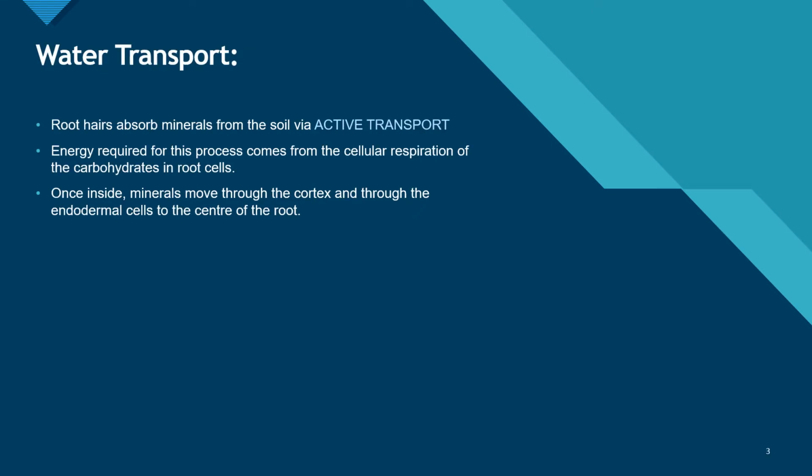So water transport. Root hairs, remember we talked about those, they increase the surface area. They absorb minerals from the soil via active transport. The energy required for this process comes from cellular respiration, which we'll learn about soon, but it's essentially what plants go through in order to quote unquote breathe and get food out of the carbohydrates in the root cells. Once inside, the minerals move through the cortex and through the endodermal cells to the center of the root.